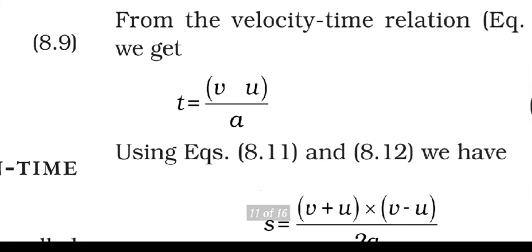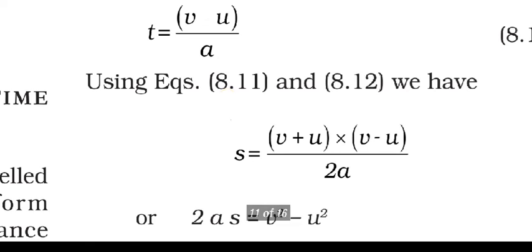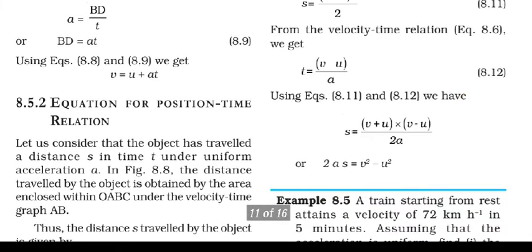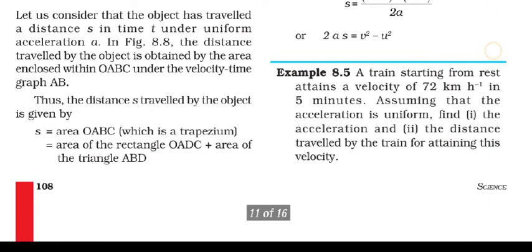Now, in the place of t, when we place this, we will get u plus v plus u, that is the same here. This equation we will put here, and in the place of t we will place v minus u on the inner side, and on the downside we will put 2a.